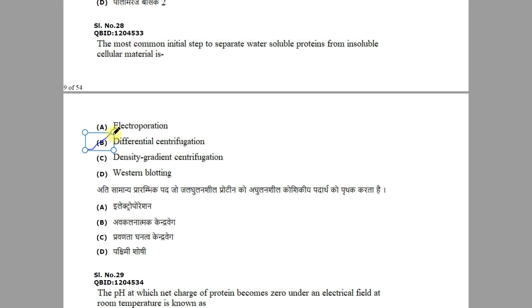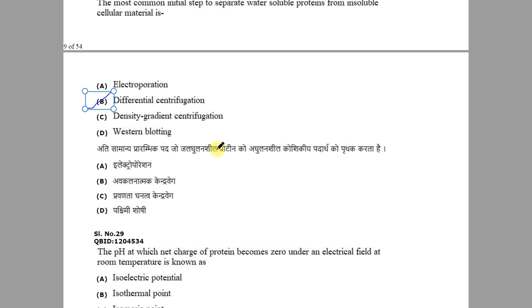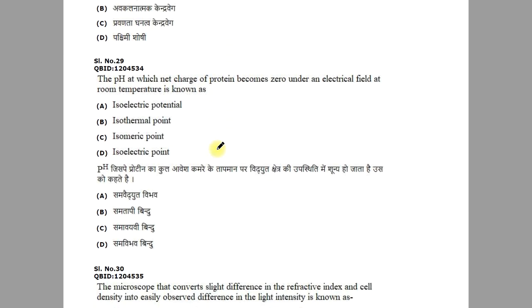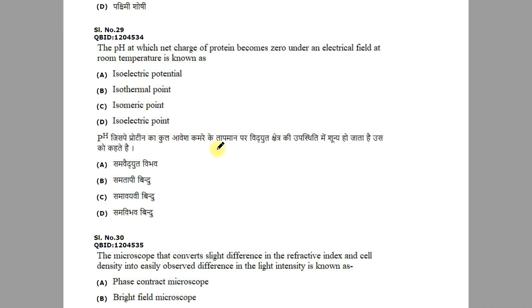The particles of different cell density, different size and shapes are separated by the method differential centrifugation. The next question number 29 is, the pH at which net charge of protein becomes 0 under an electrical field at room temperature is known as A, isoelectric potential.